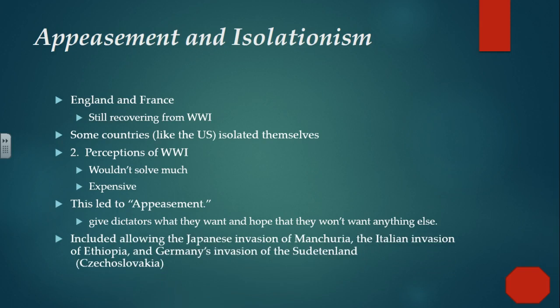This idea of appeasement is going to allow the Japanese to invade Manchuria, which is current-day China, the Italian invasion of Ethiopia down in Africa, and the Germans are going to go into the Sudetenland, which is known as Czechoslovakia.